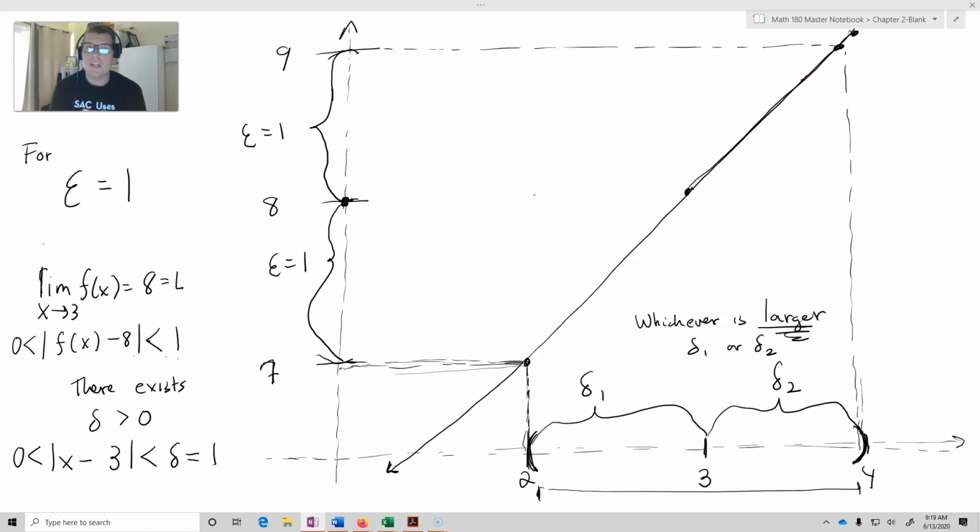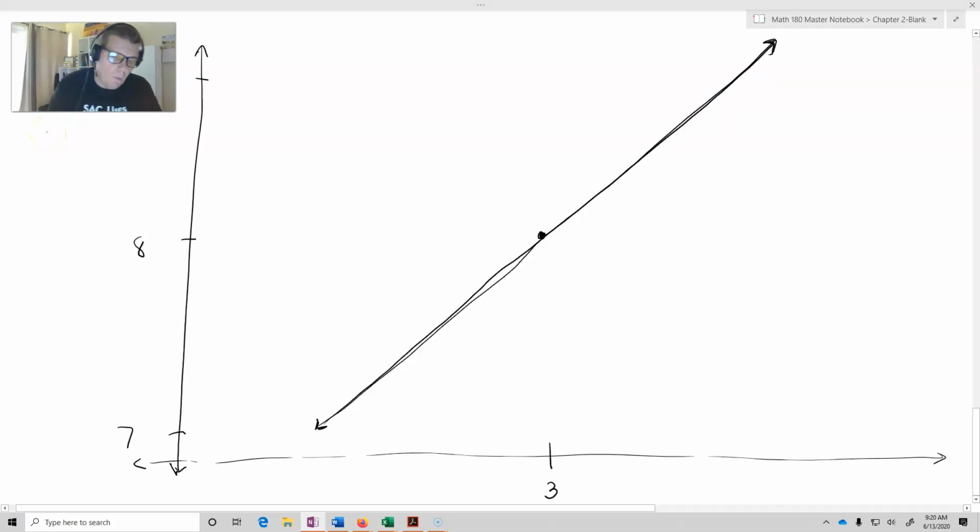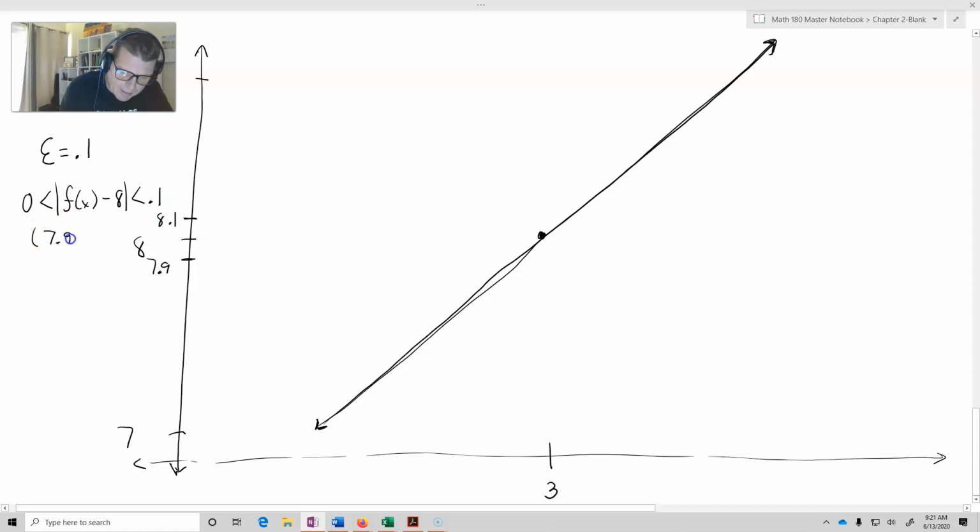Now, we can choose it for different sizes too. So let's see what happens if we choose a different size. Let's pick epsilon equal to 0.1. This is now a smaller region. We still have that the limit as x approaches 3 of x plus 5 is equal to 8. So we get 0 less than the absolute value of f of x minus 8 less than 0.1. That gives me a region 0.1 around 8, so that's 7.9 to 8.1. We'll just write this as an open interval, 7.9 to 8.1.